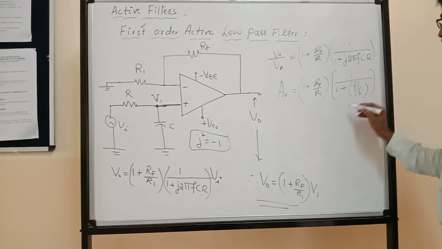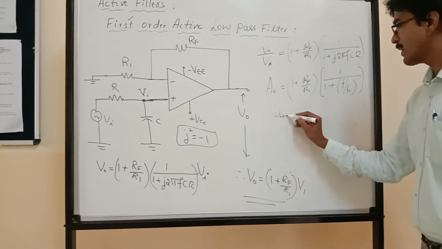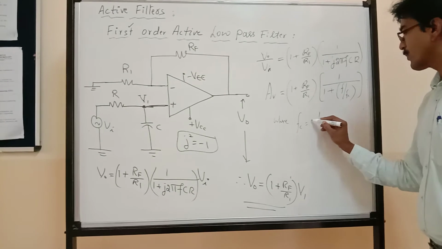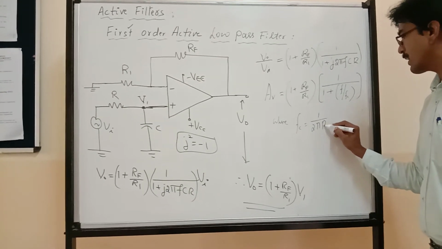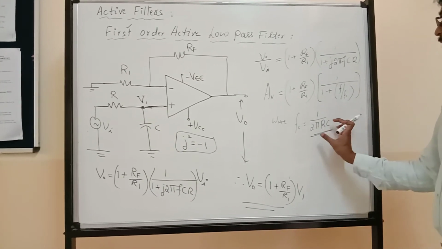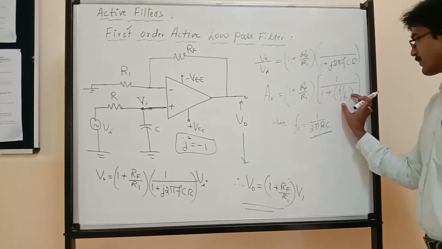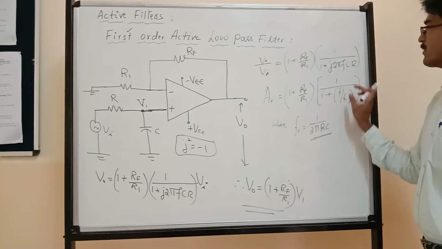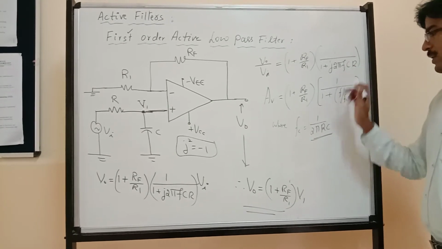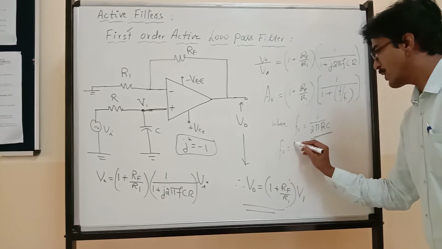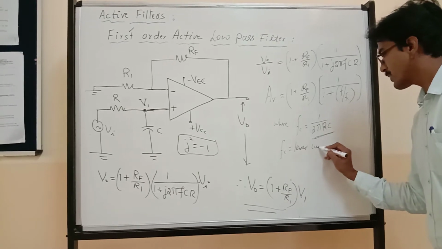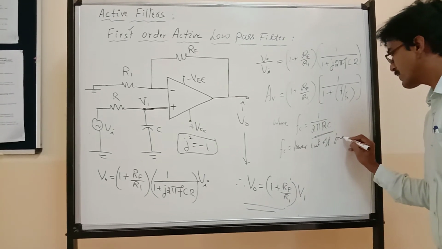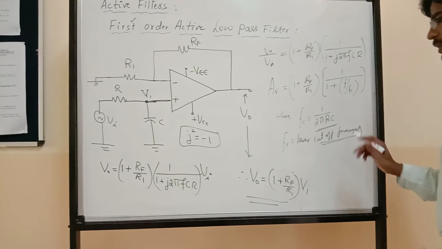What does fc represent? Where fc is equal to 1 by 2 pi RC. If I substitute fc here, I get back the same value, you can check it. So this represents the lower cutoff frequency.